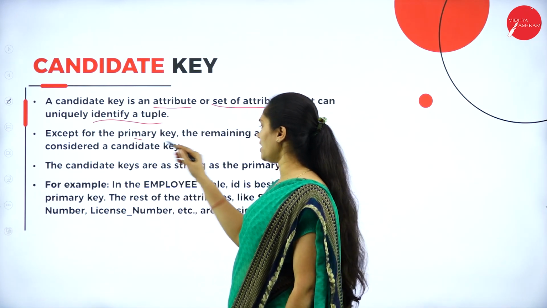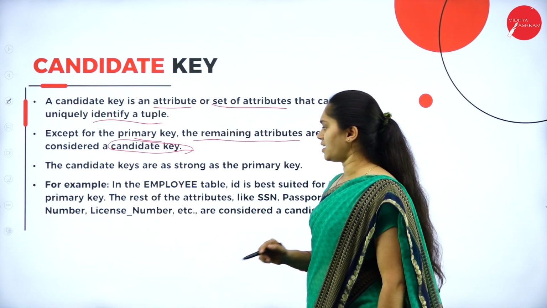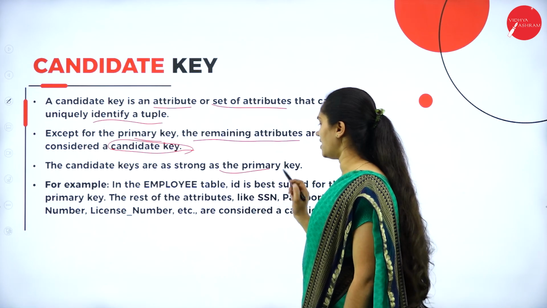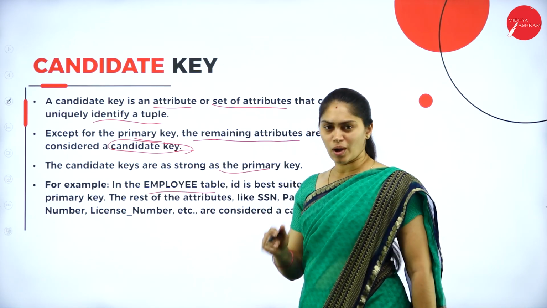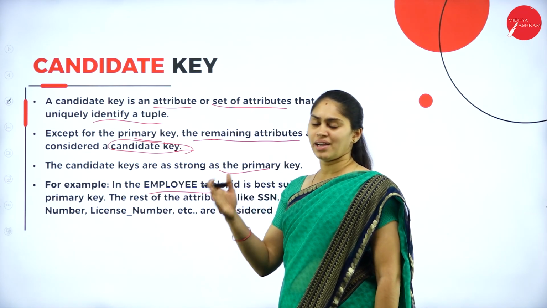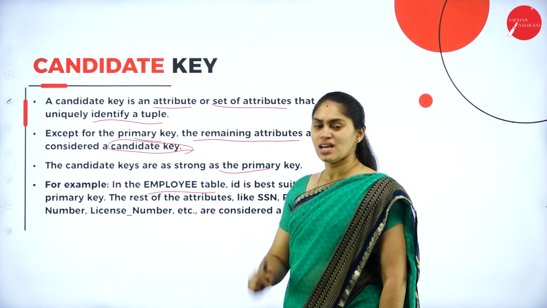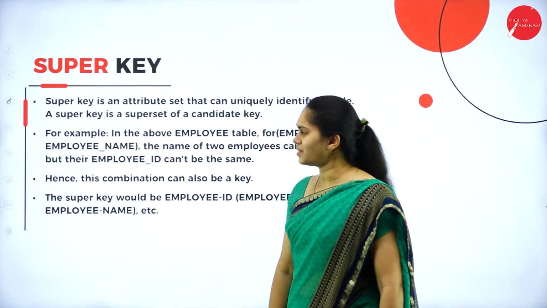So except for the primary key, the remaining attributes are considered as candidate keys, and somehow they are as strong as this primary key itself. So if you take the example of the employee table itself, employee ID is a primary key. So the remaining columns or remaining attributes will be considered as what? Candidate keys.